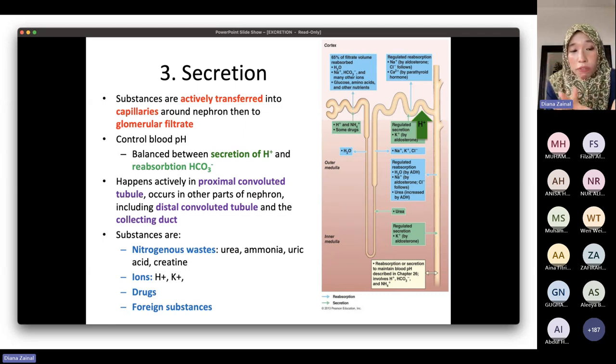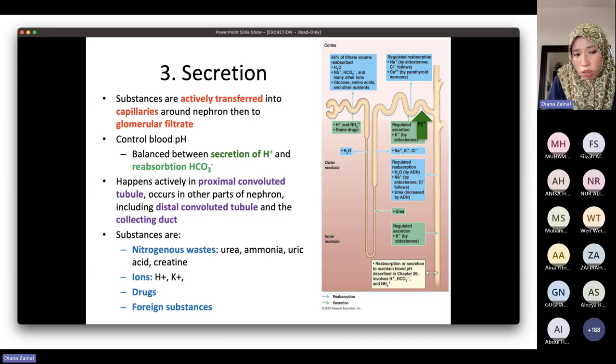Okay, so it happens actively in the proximal convoluted tubule, also occurring in other parts of the nephron, including the distal tubule and also the collecting duct. Substances involved are going to be nitrogenous waste, which is urea, ammonia, uric acid and also creatinine. Itu semua yang ada NH group, nitrogen group tu, okay? And then the ion involved is especially hydrogen, sebab dia nak balance out your blood pH. We don't want it to be too acidic or too alkaline. Okay, so it's going to be balanced out, and then drugs and also all the foreign substances.